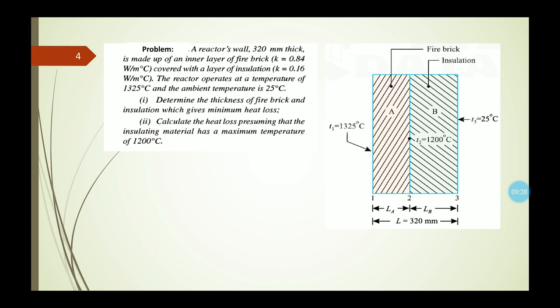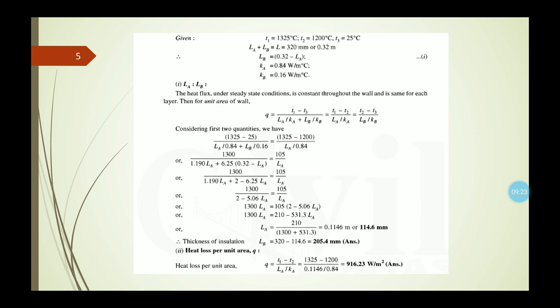Now how to solve this type of question? Here the temperatures T1, T2 and T3, these three are given. The total thickness for the fire brick and the insulating material is given as 320 mm, which equals 0.32 meter. Now the thermal conductivity for both these materials is given. Now we need to find the value of LA and LB separately.